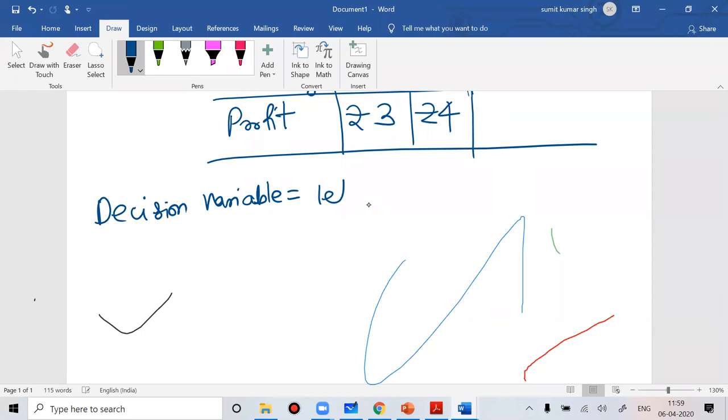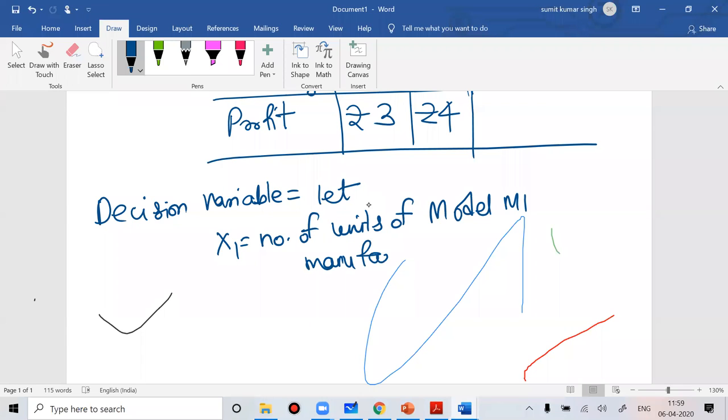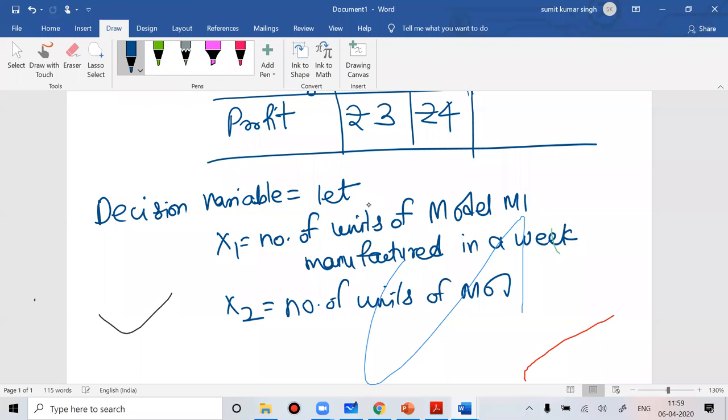So what I can manufacture, I can decide. Let X1 be the number of units of model M1 manufactured in a week, and X2, you can decide. I have written X1 and X2, but you can write A, B, any variable, that doesn't matter. X2 means the number of units of model M2 which is manufactured in a week.